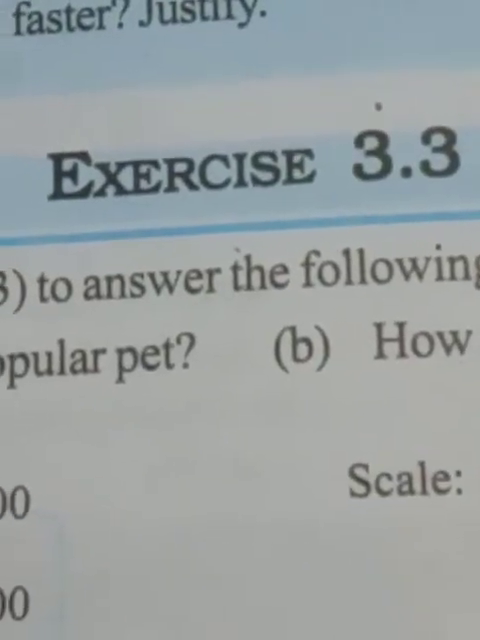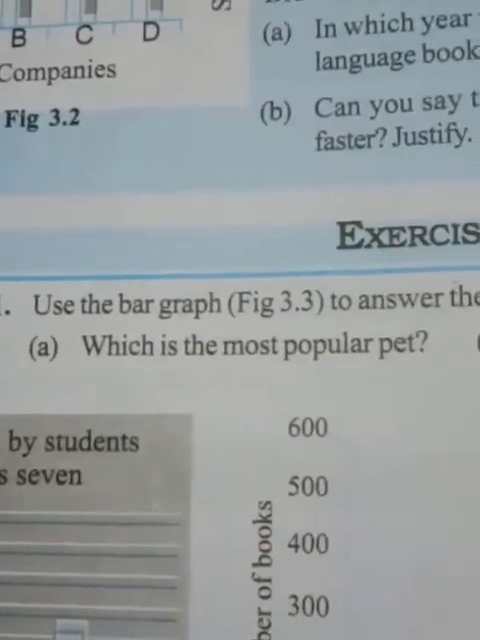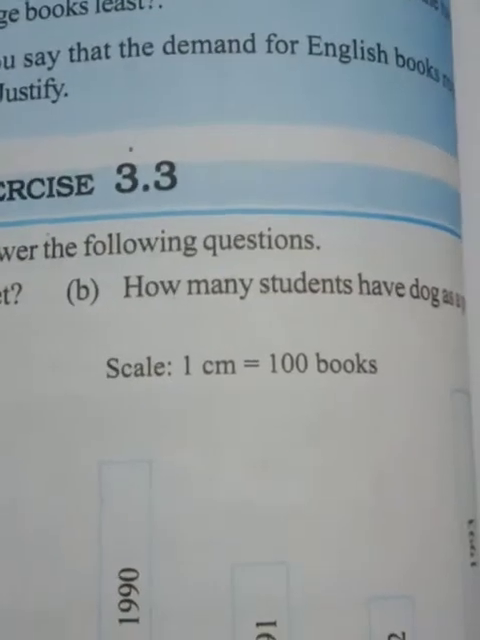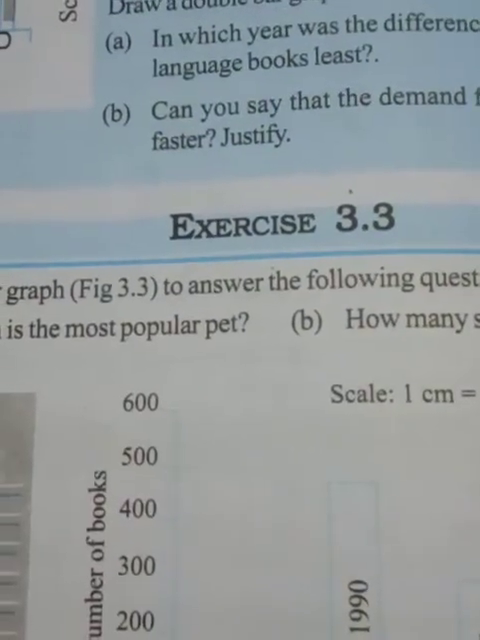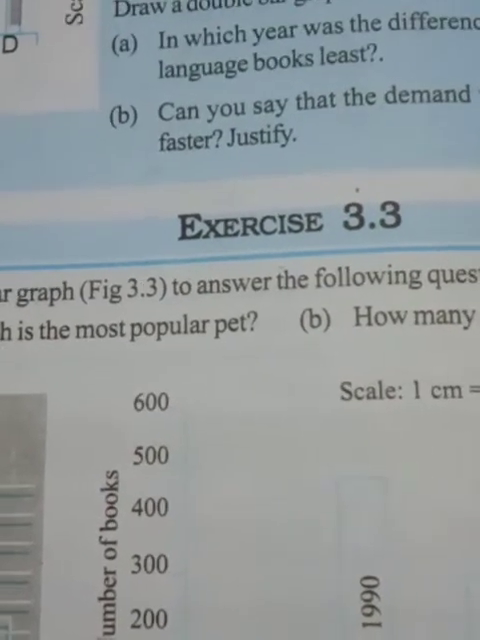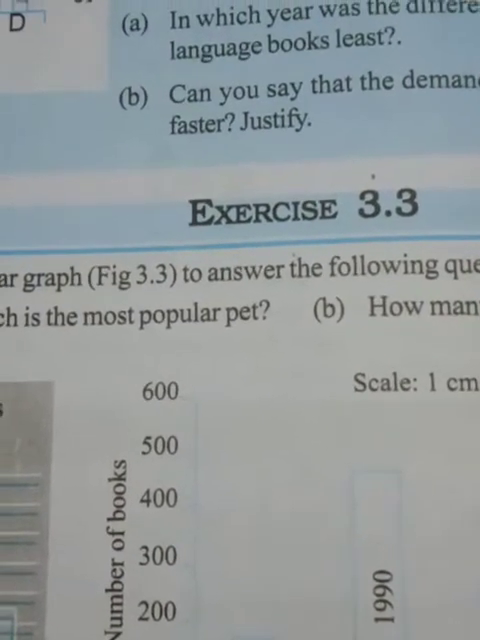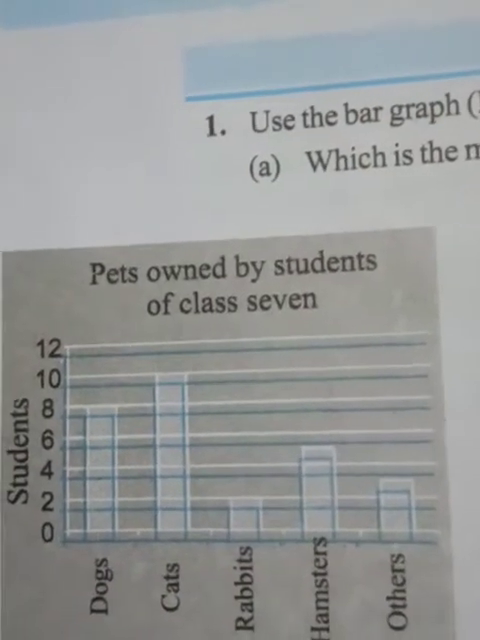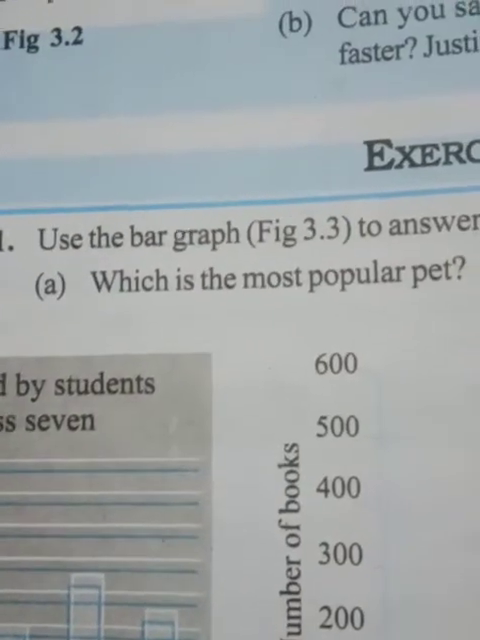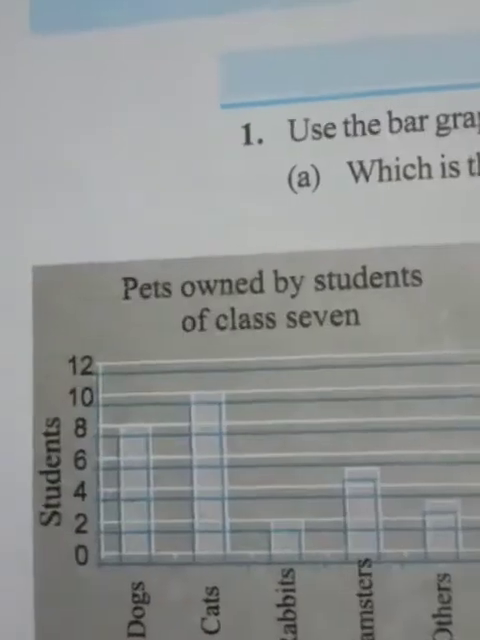Today I am going to start the exercise that is 3.3. First question, what is it? Use the bar graph to answer the following questions. That means in this exercise you are going to deal with the graph, that is bar graph, and by seeing the bar graph you have to answer the following questions, and then in some questions you have to draw the bar graph. Okay, in first question you have to see the bar graph and you have to answer the given questions. That is first one, which is the most popular pet, and then second one, how many students have dog as a pet. Here they have given one bar graph.